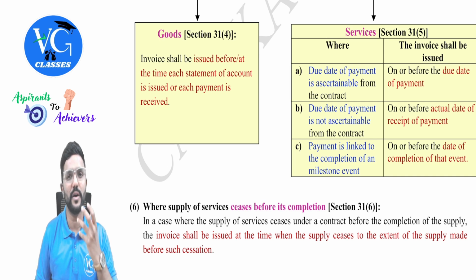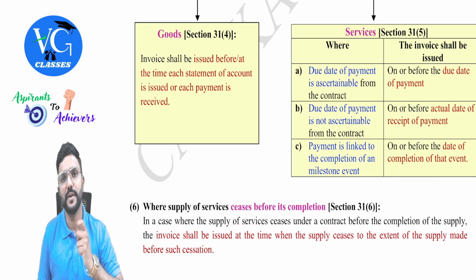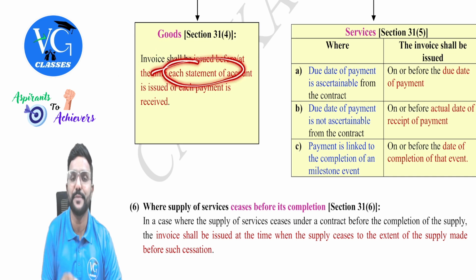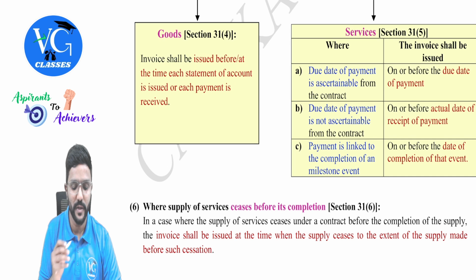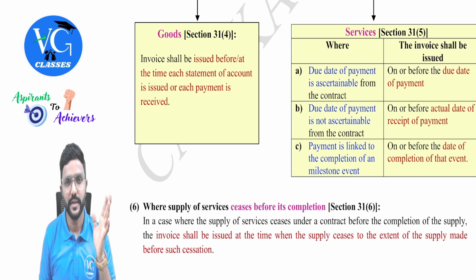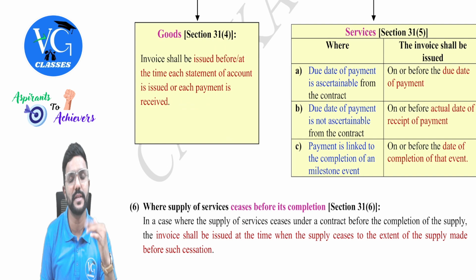So maybe once in a month or once in a while, he will issue a statement of account, giving the details of what all goods he has supplied during that period. So what is the due date to issue invoice by the supplier? The invoice shall be issued before or at the time each statement of account is given by the supplier to the recipient, or the payment is received. If any one date is given, you take it.